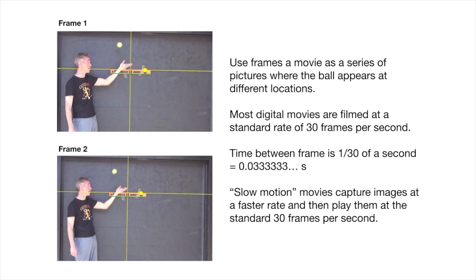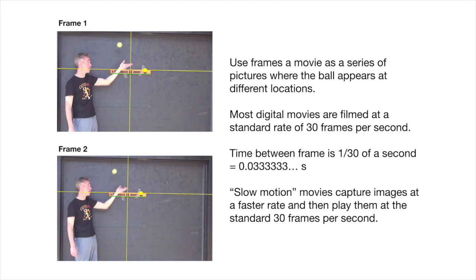Looking at these two pictures separately, we see that they are separated by 1/30th of a second. That's because most digital movies capture images at a rate of 30 frames per second. So we can know the time interval between these as 0.0333 seconds. And so what this is going to tell us is that if we know the displacement vector by measuring it in the picture, and we know the time between the frame intervals, we can take those displacement vectors and turn those into velocity vectors, and ultimately a measurement of the acceleration due to gravity.